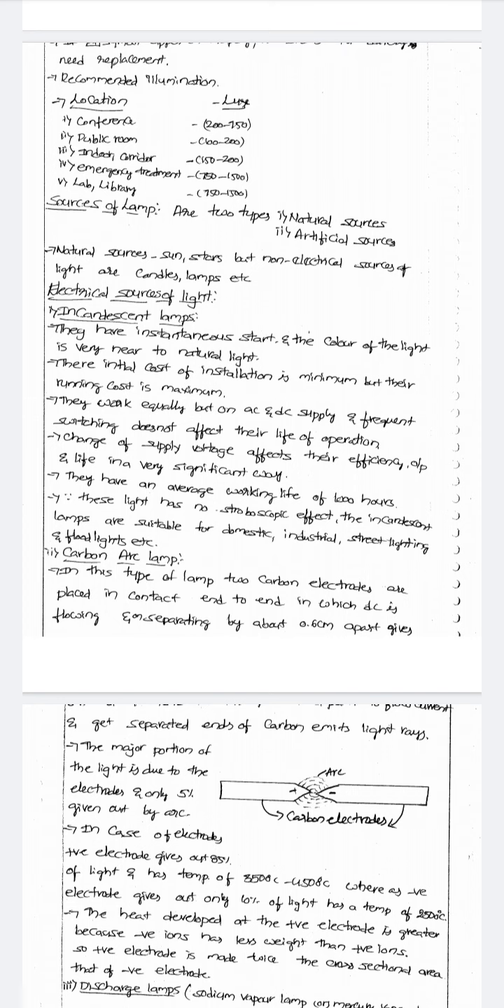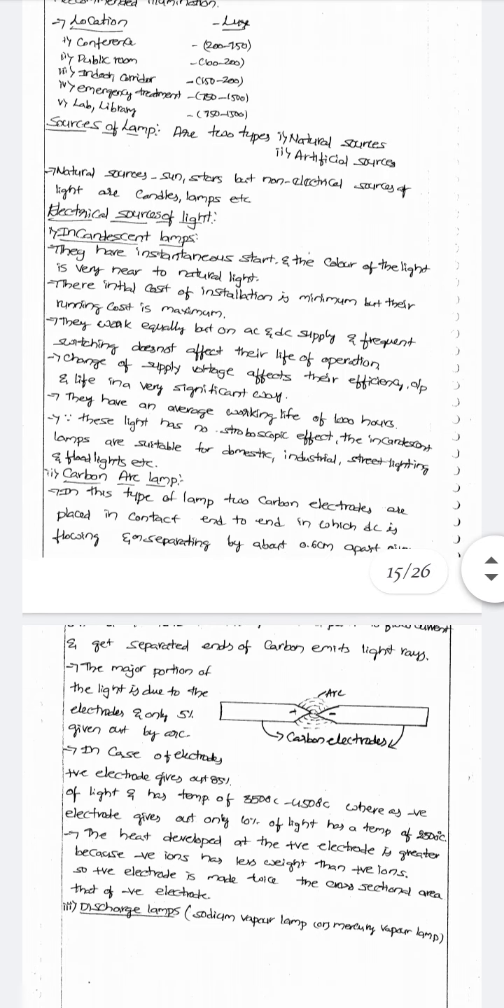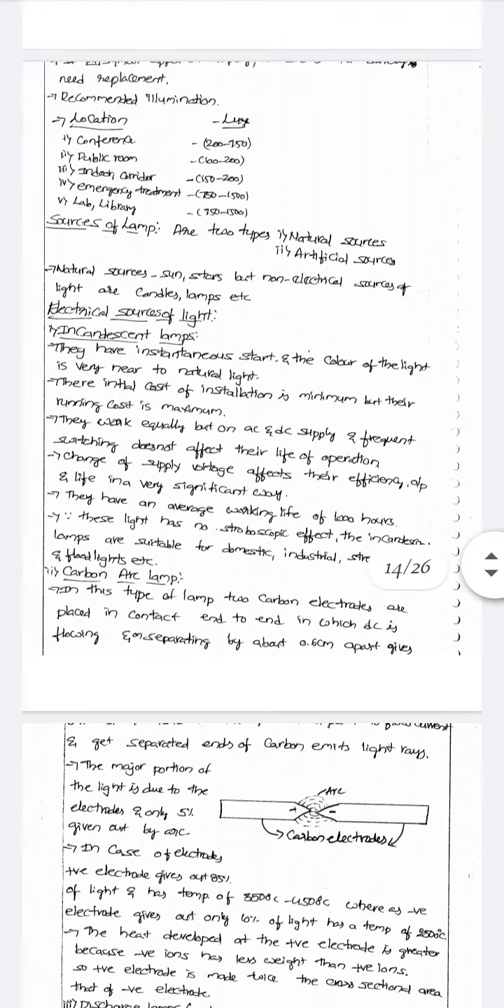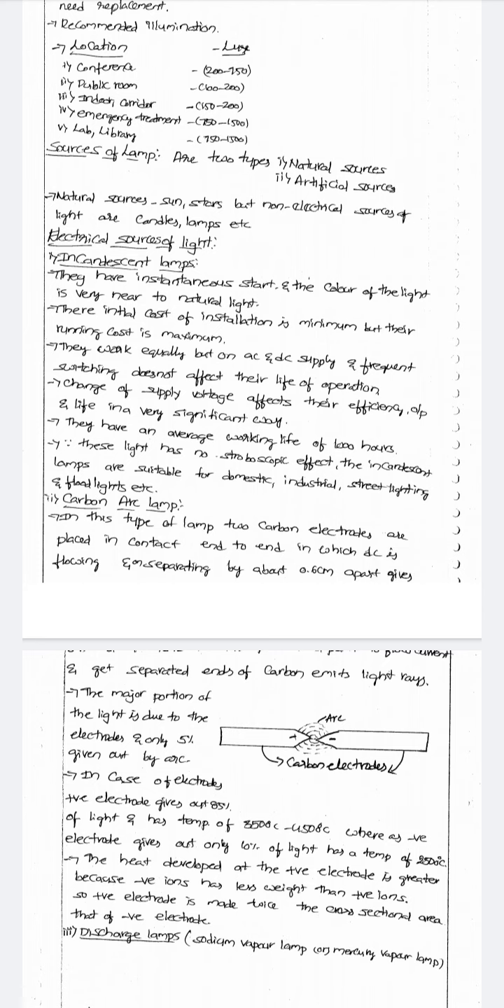The first one is incandescent lamps. In the old days, most appliances used this type of lamp. Now this has changed, and we are using fluorescent lamps, but in the olden days incandescent lamps were very useful. Okay, we will see them one by one.